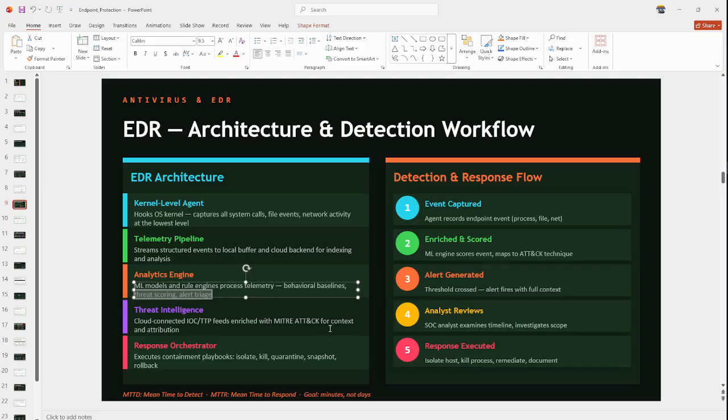Okay. So threat intelligence, you will have cloud connected. All your fields will be enabled here. Then you will have a response orchestrator. So what we need to respond, whether we have to isolate it, kill the process, quarantine it, snapshot it, or we need to roll it back. Based on that, you will be taking the action here.